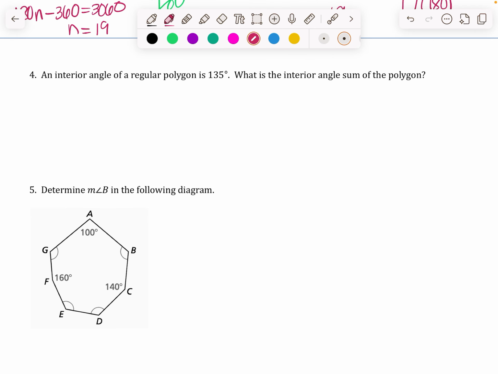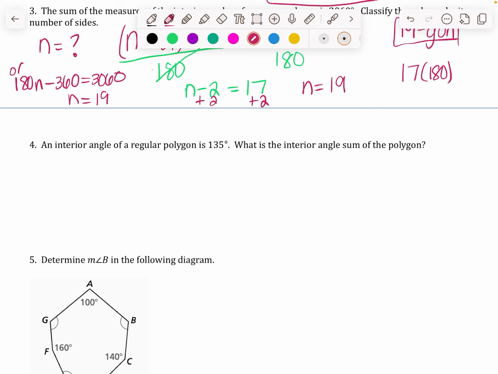An interior angle of a regular polygon is 135 degrees. What is the interior angle sum of that polygon? So this is working backwards again too.